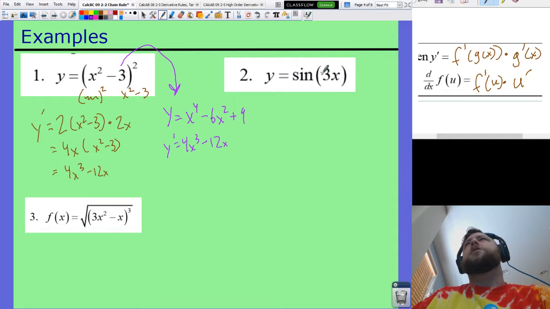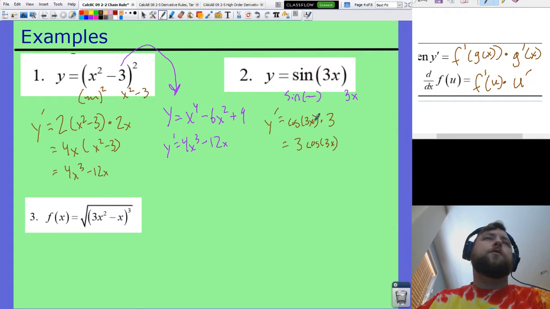So let's try number 2. Our outside function is sine of something, and then the inside is 3x. With these, you just have to recognize trig functions, which happens a lot. High order powers of some polynomial happens, and square roots. So the derivative of sine: y prime is going to be cosine of 3x times the derivative of 3x, which is 3. So cosine of 3x times 3, I can rewrite it as 3 cosine of 3x. It's the same thing, but you might see this format more often.